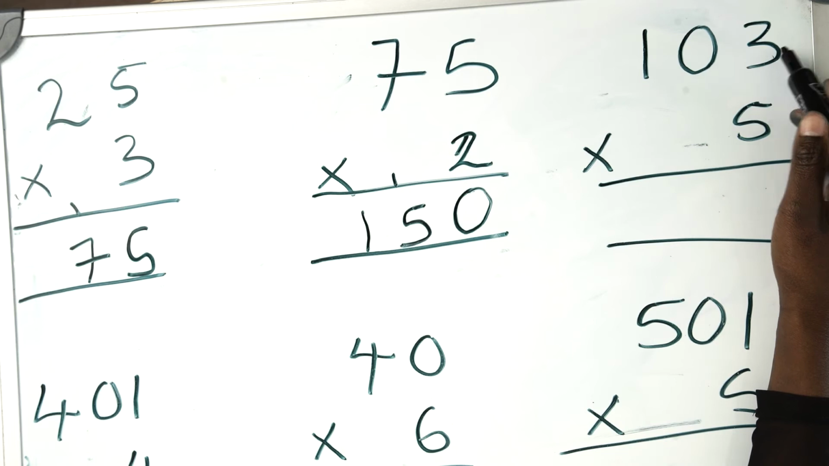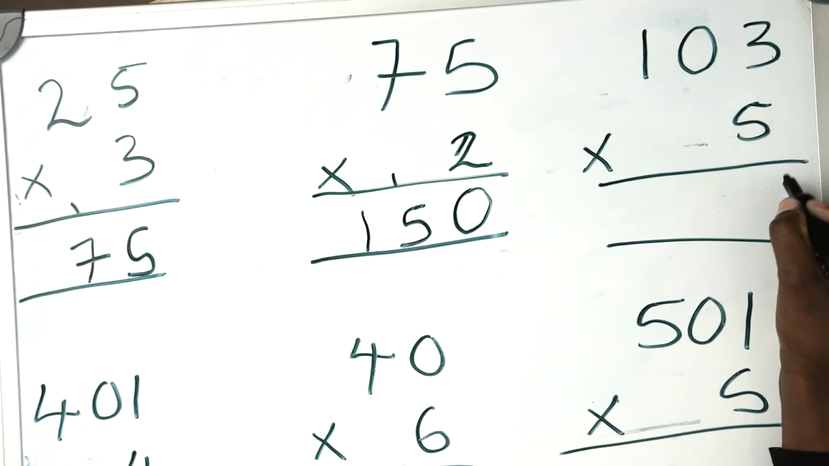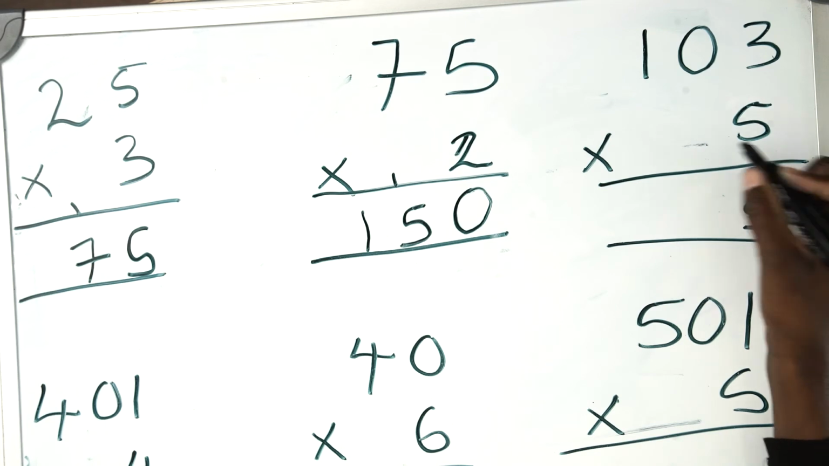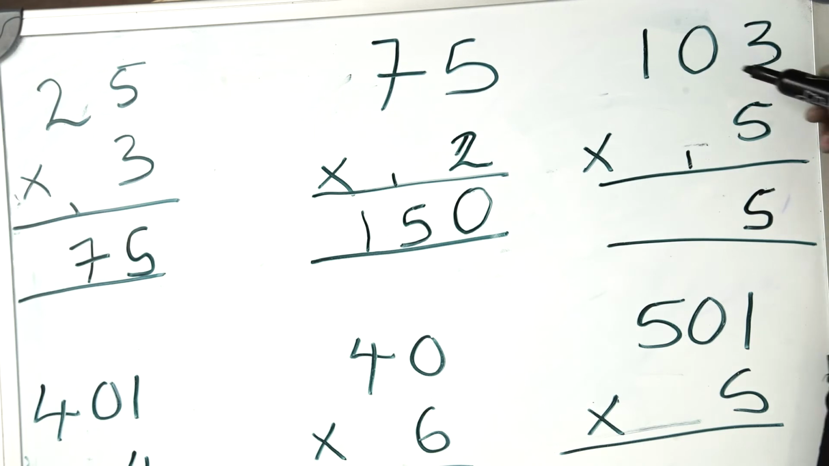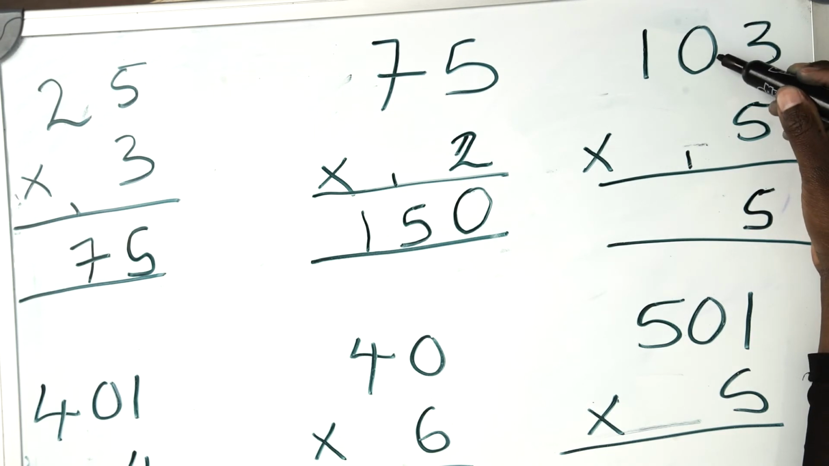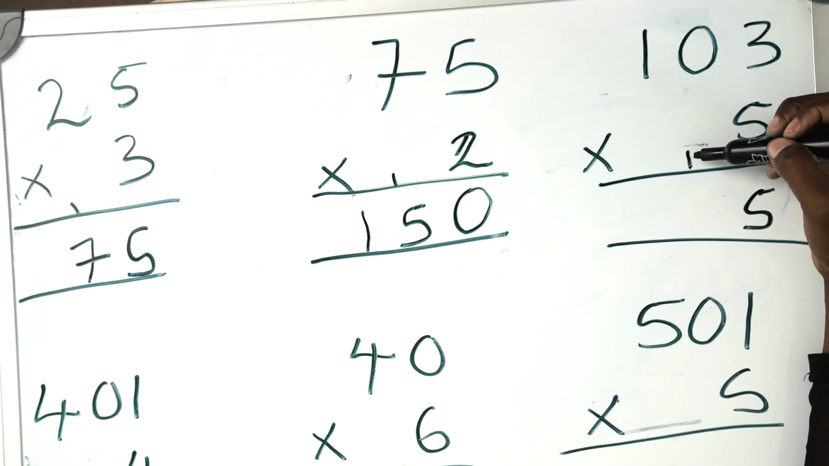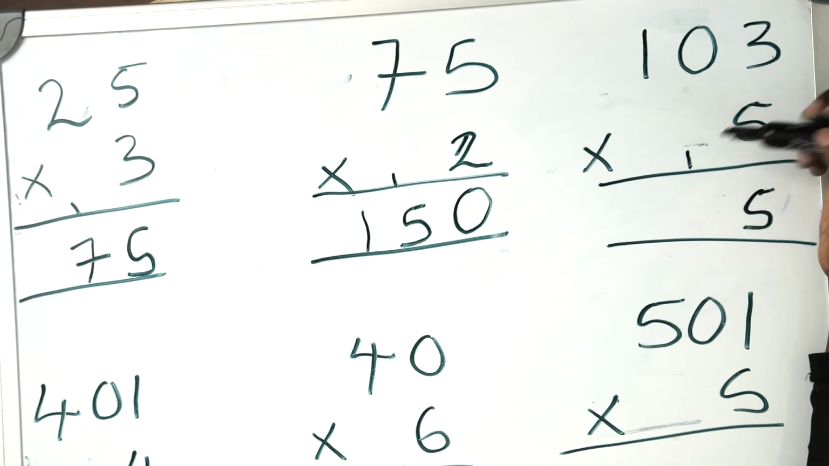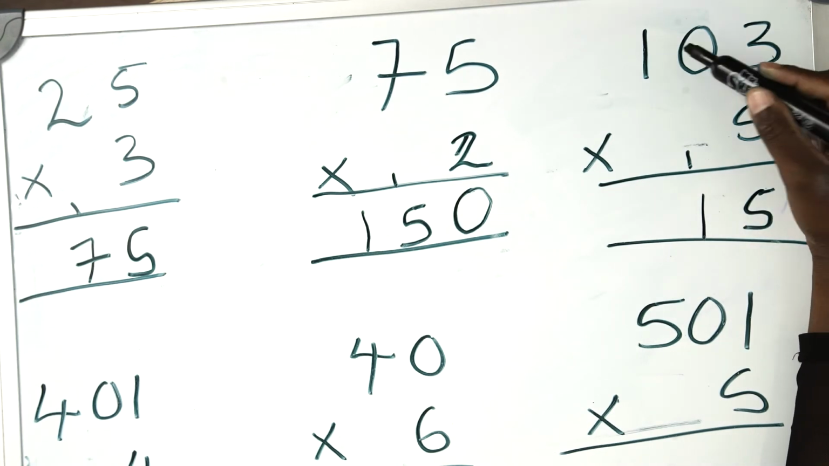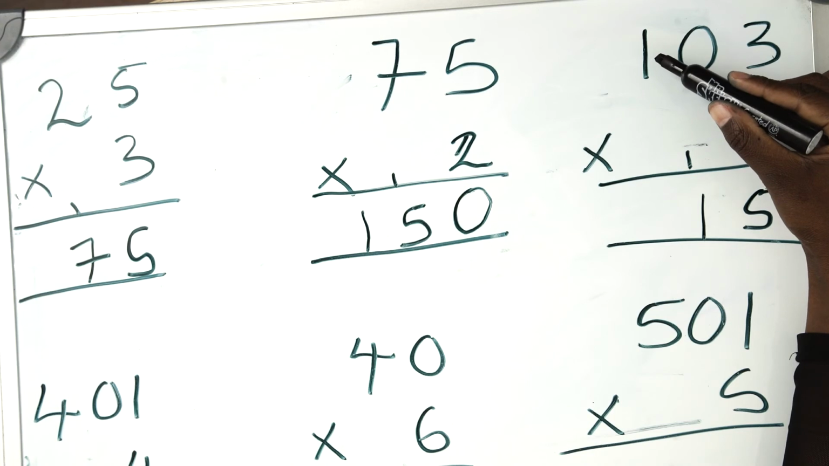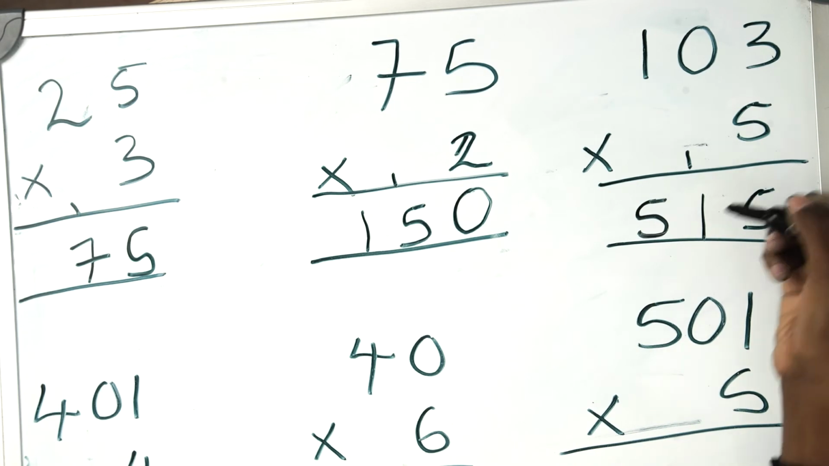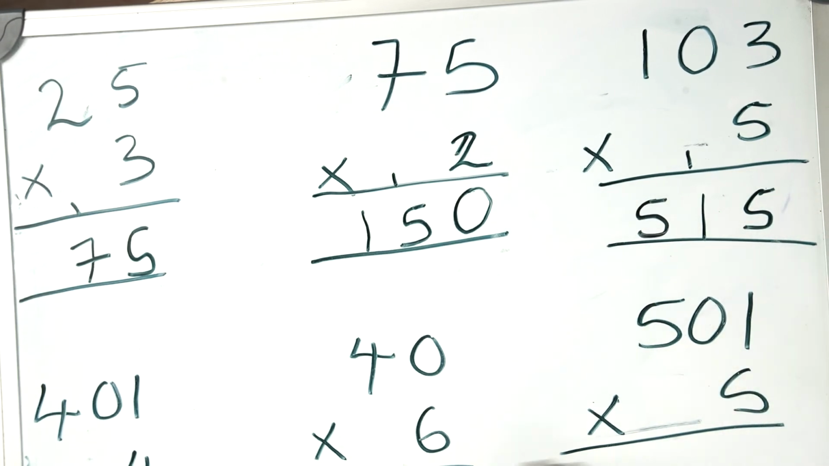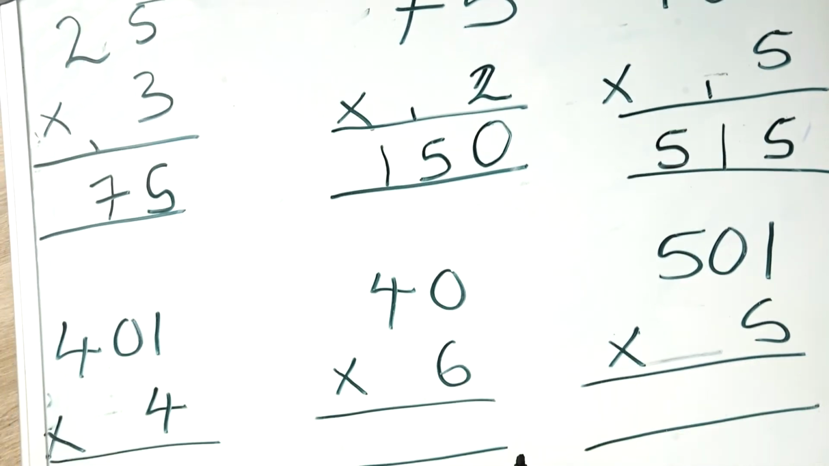5 times 3 is 15. You write 5 here, and then you carry the 1 here. And then 5 times 0, that's 0. Plus that 1 you carried here, then becomes 1. You write your 1 here. And then 5 times 1, that's 5. And then you write your 5 here. Your answer is 515. Then we move on to the next one.